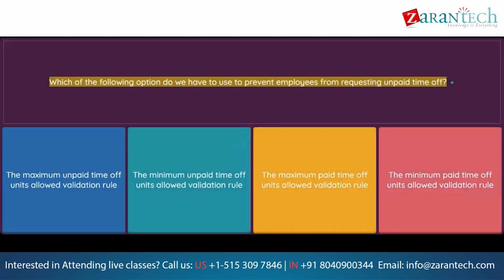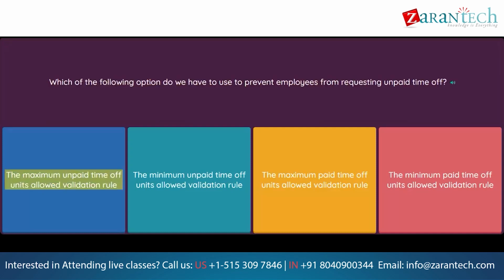Question: which of the following options do we have to use to prevent employees from requesting unpaid time off? Option 1, the maximum unpaid time off units allowed validation rule. Option 2, the minimum unpaid time off units allowed validation rule. Option 3, the maximum paid time off units allowed validation rule. Option 4, the minimum paid time off units allowed validation rule.